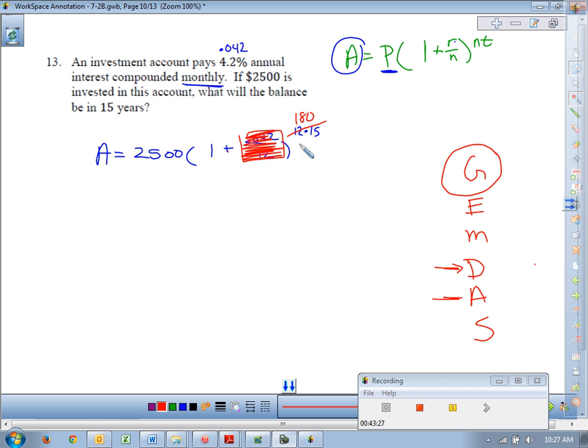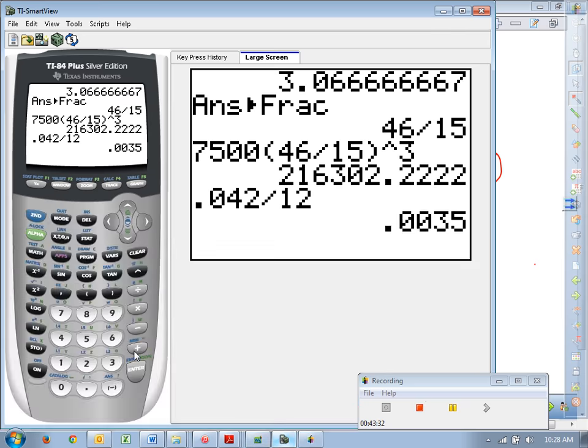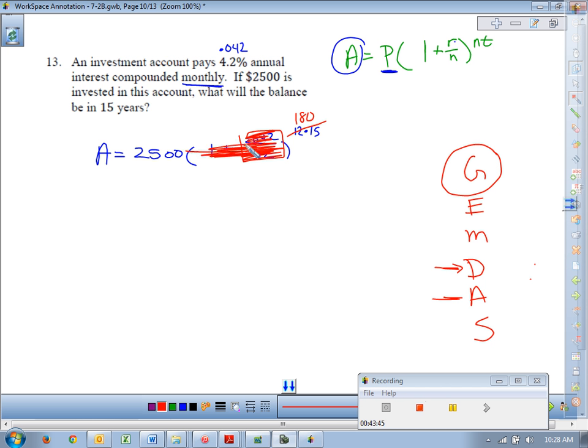What is next that needs to be typed into our calculator? We need to add 1 to it, so plus 1. And do you see how our money should grow? Because isn't this number more than 1? This is the base right here, correct? So now we have this complete. There are two things left to do. Take whatever that number is, times 2,500, or raise it to the 180th power.